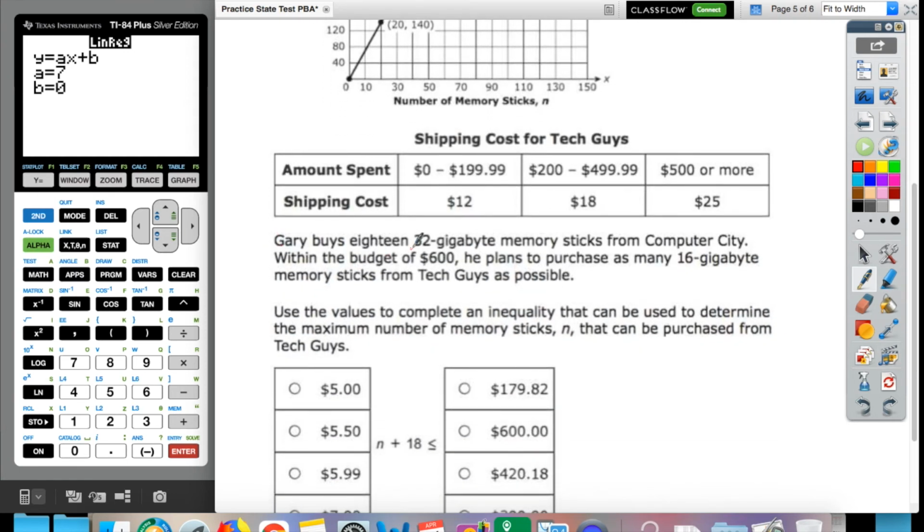So it says Gary buys 18 32 gigabyte memory sticks. So we got 18 of those from Computer City. Within his budget of $600, he plans to purchase as many 16 gigabyte memory sticks from Tech Guys as possible. So as many 16 as we can get. Use the values to complete an inequality that can be used to determine the maximum number of memory sticks that can be purchased from Tech Guys.